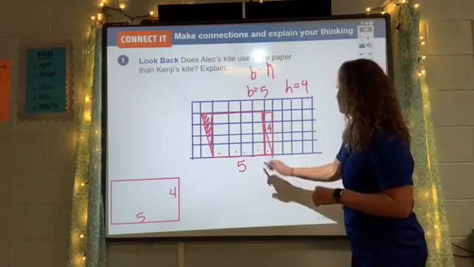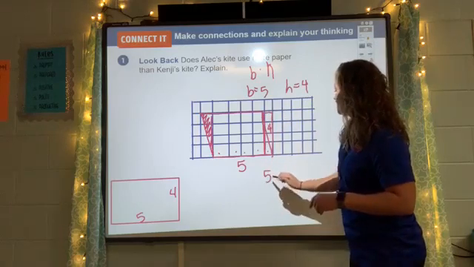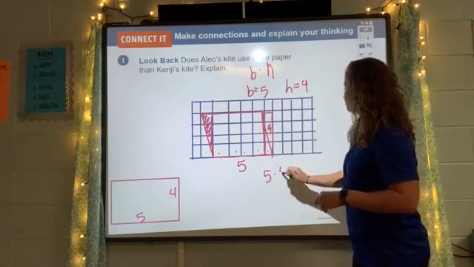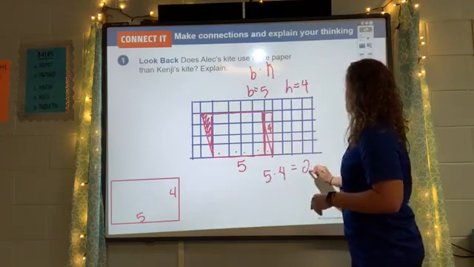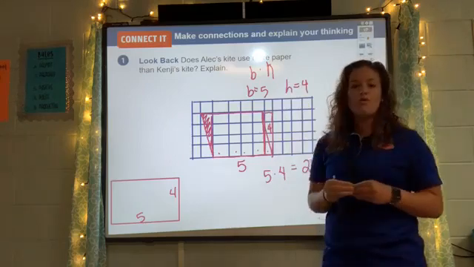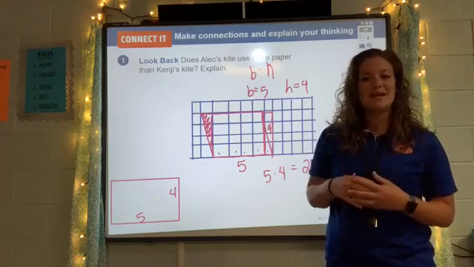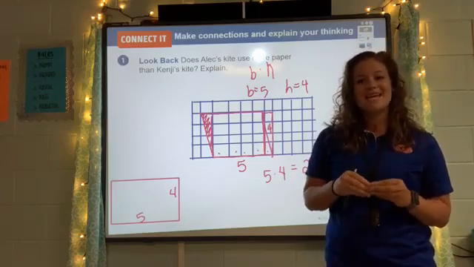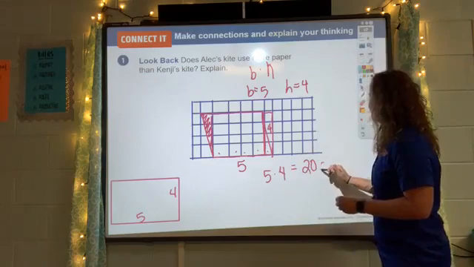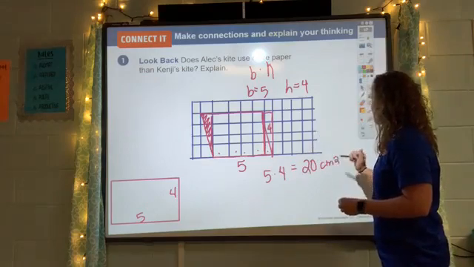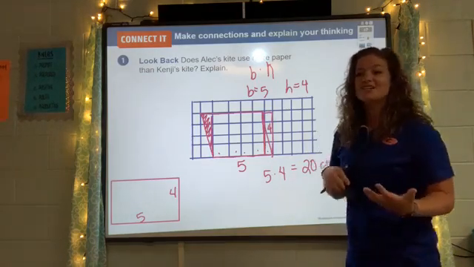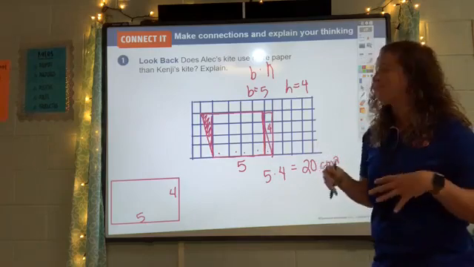Okay, so we have our base 5 times our height 4, which equals 20. And we always need our unit of measure. And like we said, these are centimeters. So we're going to put centimeters squared on the back of that. All right, so let's see if there's any more part of this problem that we really need to figure out.